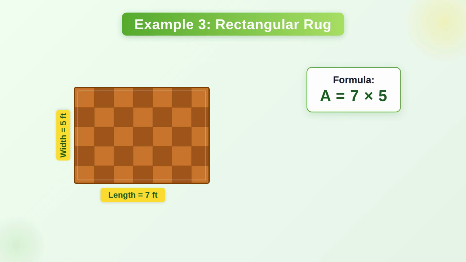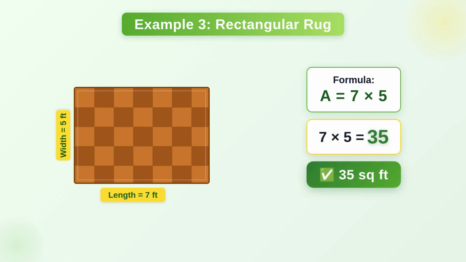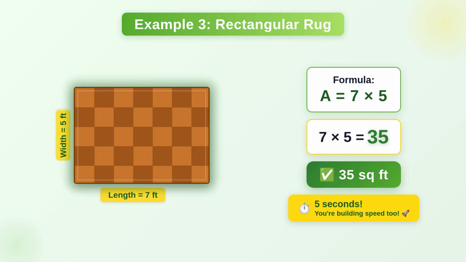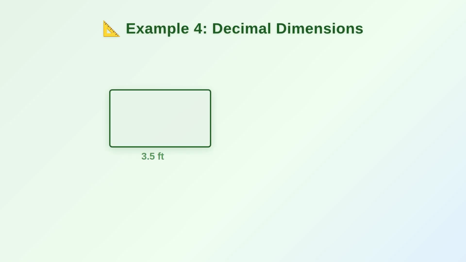Maya's art teacher wants to place a rectangular rug in the art room. The rug is 7 feet long and 5 feet wide. How much floor space does it cover? Area equals length times width. So we write A equals 7 times 5. 7 times 5 is 35. So the rug covers 35 square feet of floor. Notice how quick that was? When you know the formula by heart, area problems become almost automatic. Maya solved that one in about 5 seconds. You're building speed too. Let's level up.